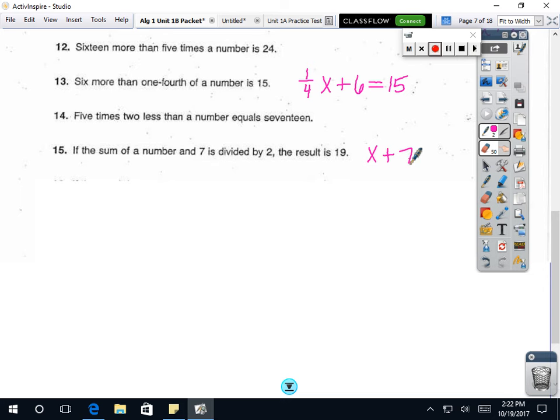But we try to stay in the habit of writing them the way they told us, and they wrote number first, so I put the number first, and then 7. It's divided by 2, and the result is 19, so equals 19. Okay, now we're going to skip page 7 for now, go to page 8.